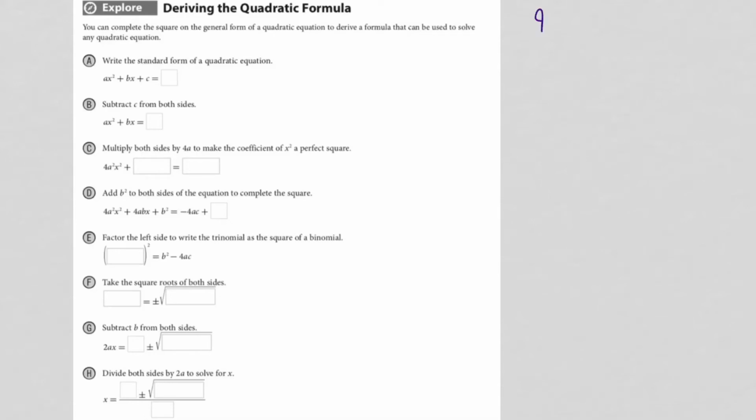So section 9.3 is all about the quadratic formula, and this is a formula for when things can't necessarily be factored. It's like a tool of last resort. If you can't factor it, if you can't complete the square, no matter what, you can always use the quadratic formula. So we have essentially ways to find zeros of quadratic equations.